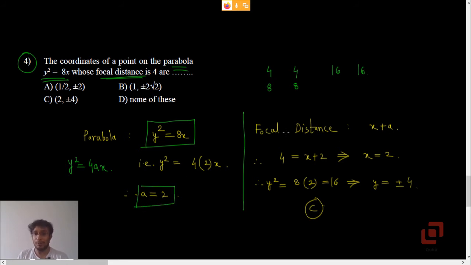Now comes the formula of focal distance. Now what do we mean by focal distance? By focal distance we mean how far the point, let's call it P, is from the focus. So the distance between points S and P is the focal distance of the parabola.